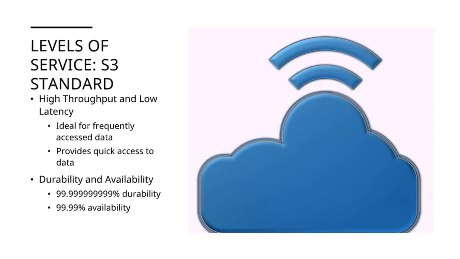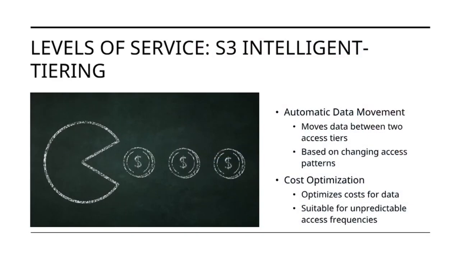S3 Standard is perfect for frequently accessed data, offering high throughput and low latency access. It ensures 99.999999999% durability and 99.99% availability. S3 Intelligent Tiering automatically moves data between two access tiers based on changing access patterns. This optimizes costs for data with unpredictable access frequencies.